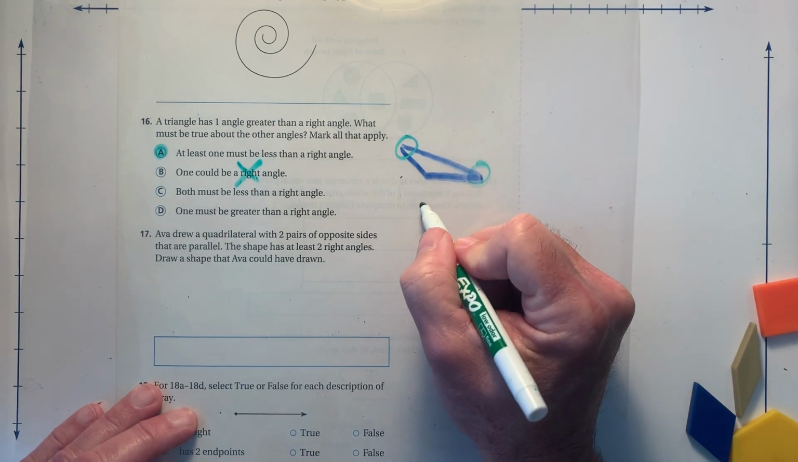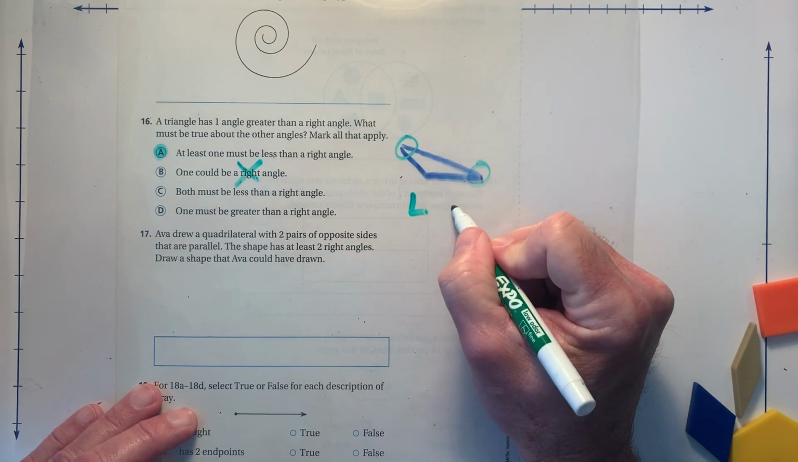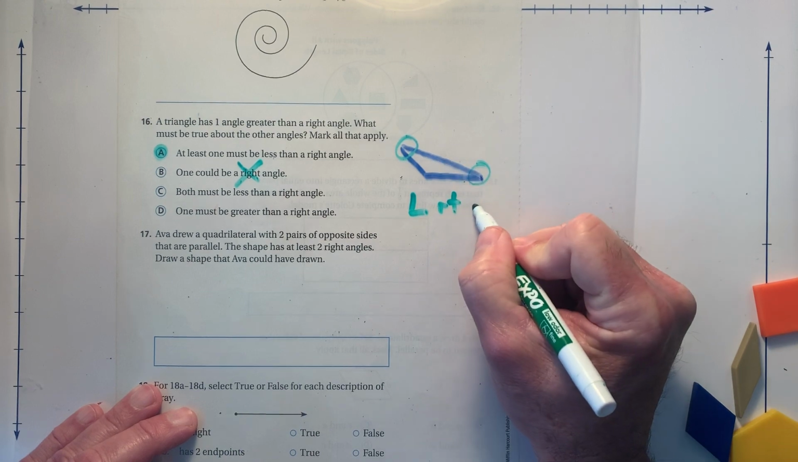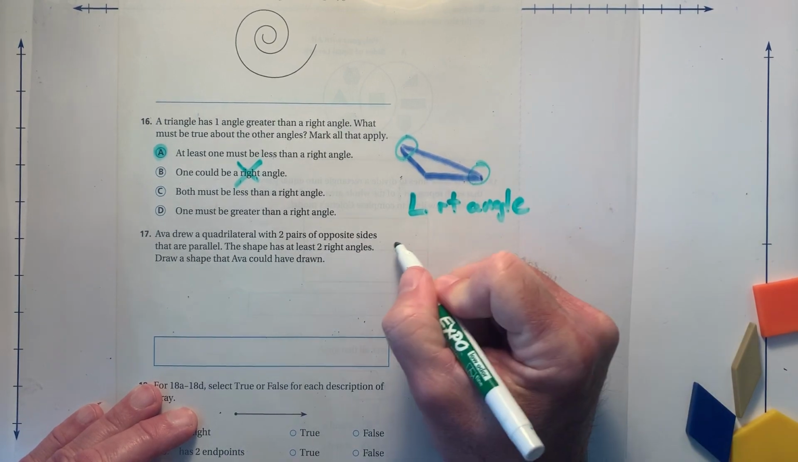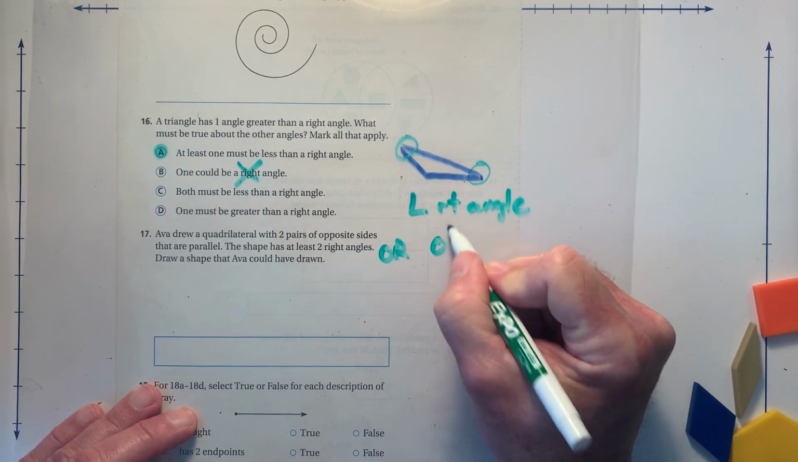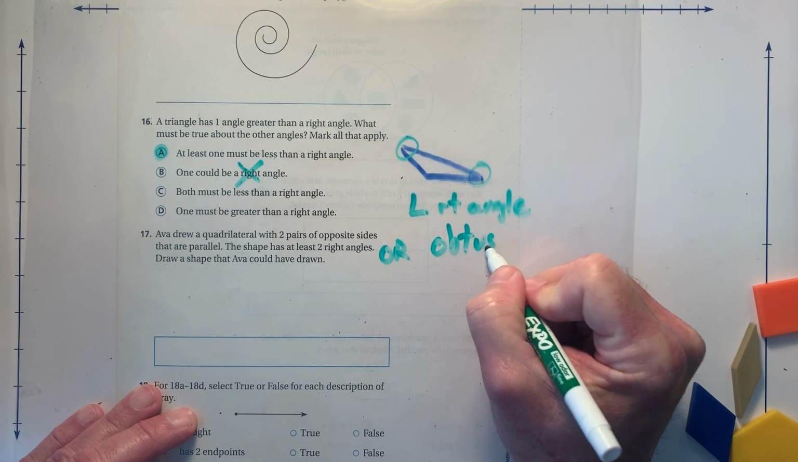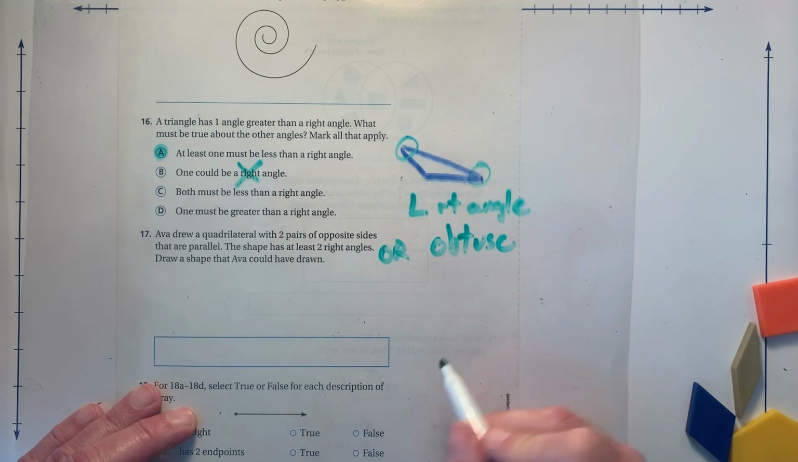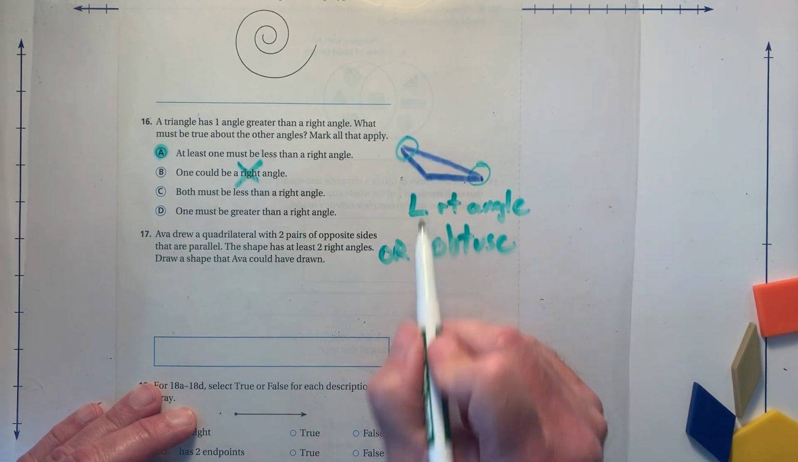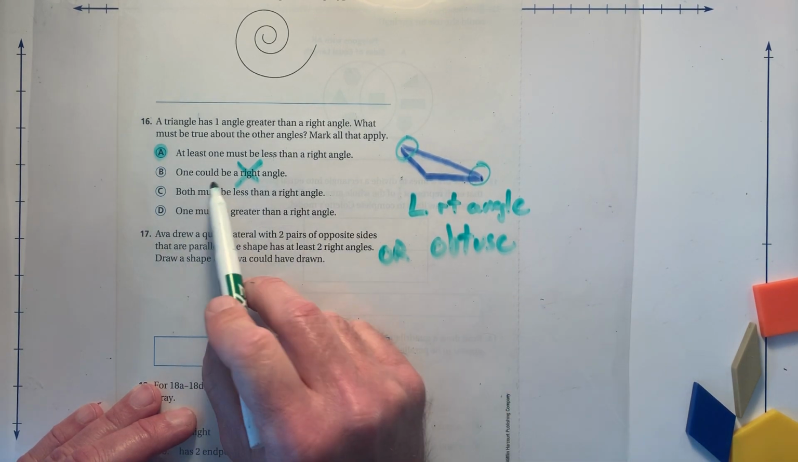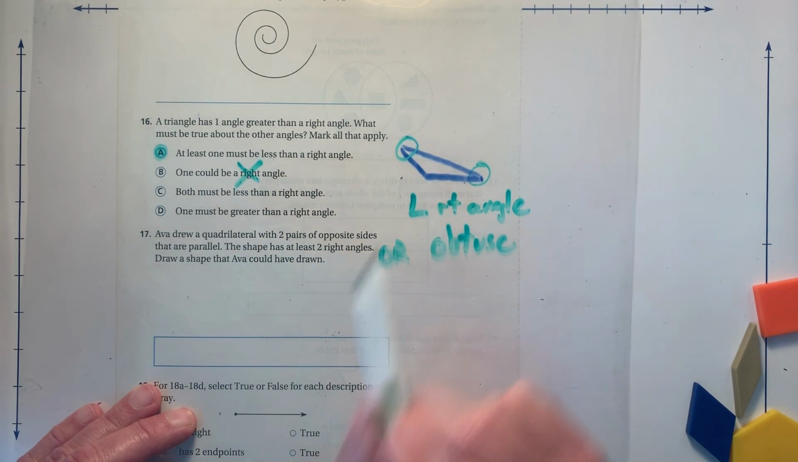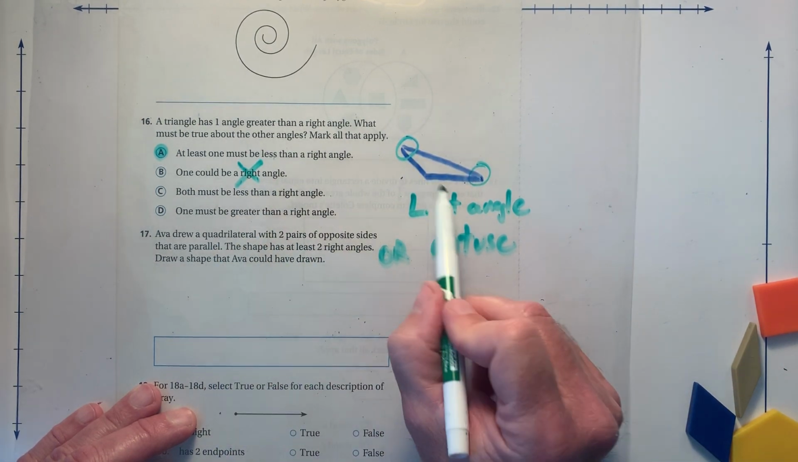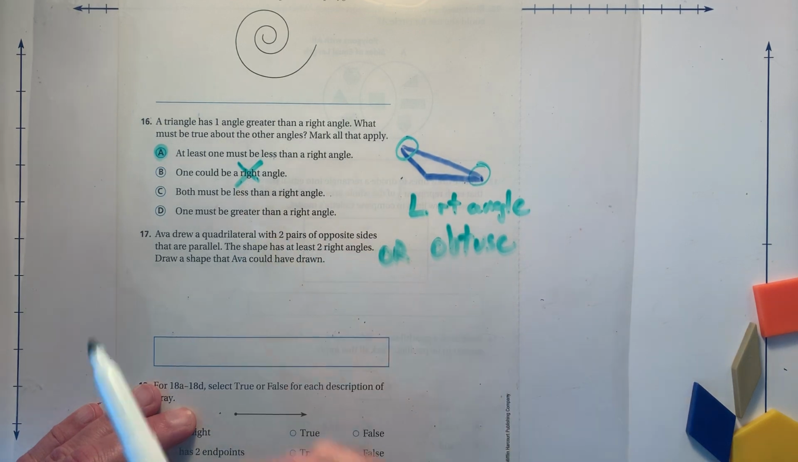You either have a right angle, or you have an obtuse angle. You cannot have both in a triangle. That will not work. So you can either have one or the other. If one is a right angle, then the other one cannot be obtuse. And if you have an obtuse angle bigger than 90 degrees, then the other cannot be a right angle.